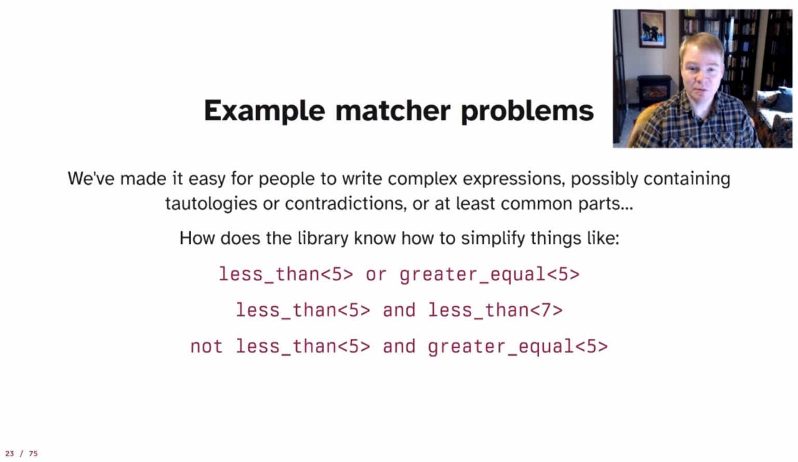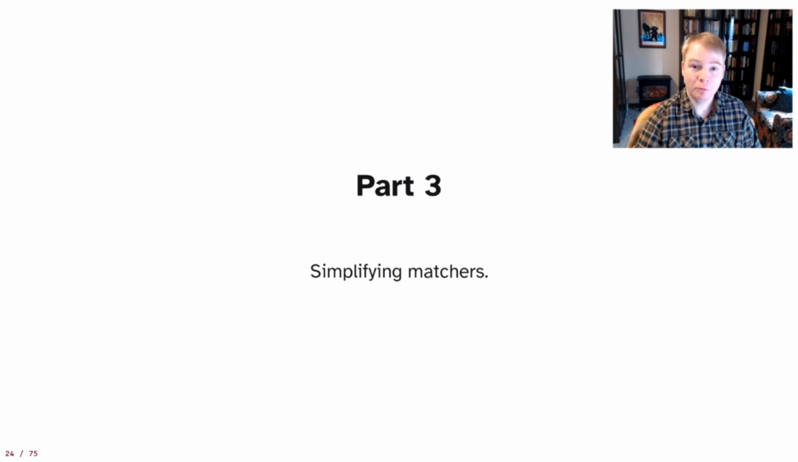How is the library to know how to simplify things like this? We can look at these expressions as humans and understand, for example, that less than 5 or greater equal 5 will always be true. Less than 5 and less than 7 requires us only to check that the field is less than 5, because if it's less than 5, then it's also less than 7. And the last thing here is saying the same thing on each side of the AND. Not less than 5 is the same thing as greater or equal 5. So now we come to the real problem of how to simplify things at compile time.